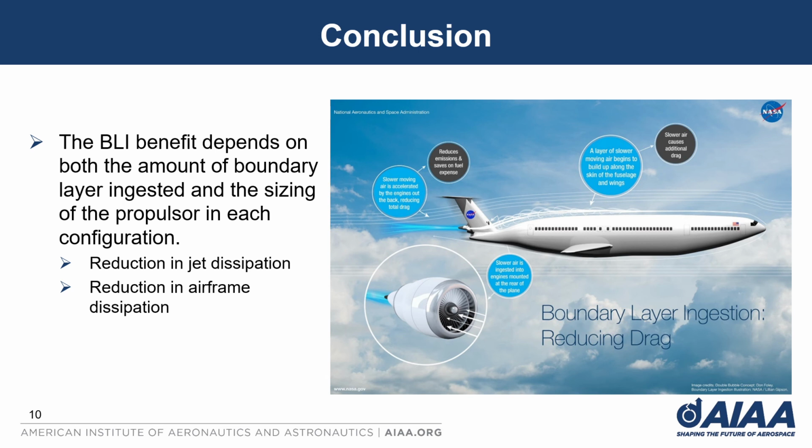The results obtained can be summarized as follows. A reduction in jet dissipation, because a portion of the fluid entering the propulsor has lower than free stream velocity and thus produces the same force with lower jet velocity. This reduction generates a higher propulsive efficiency, a significant fuel burn benefit, and a reduction in airframe dissipation due to energy added to the wake fluid and the reduction of nacelle wetted area.